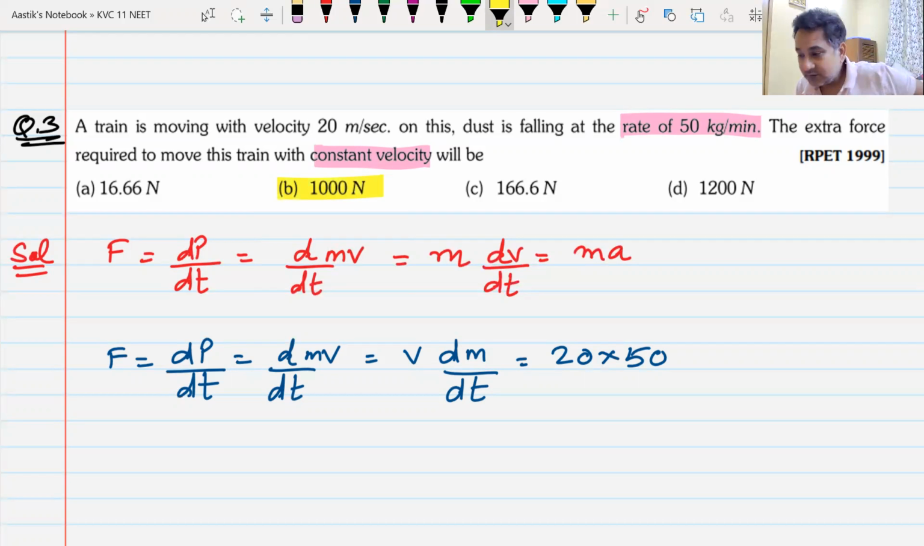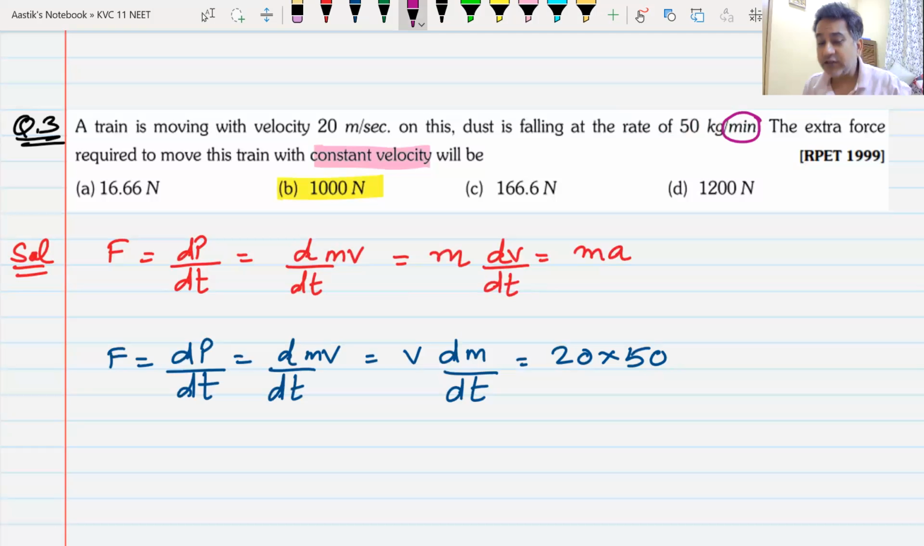No one got this answer? That is the wrong answer. Because what we have not seen here with our eyes is that this is kg per minute.